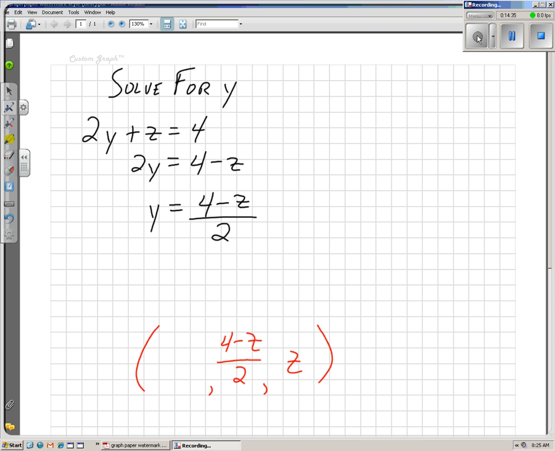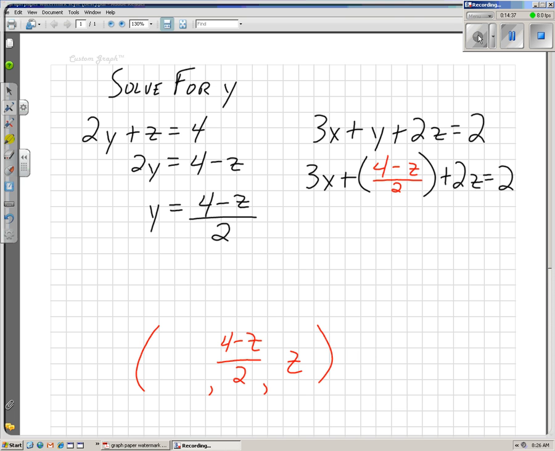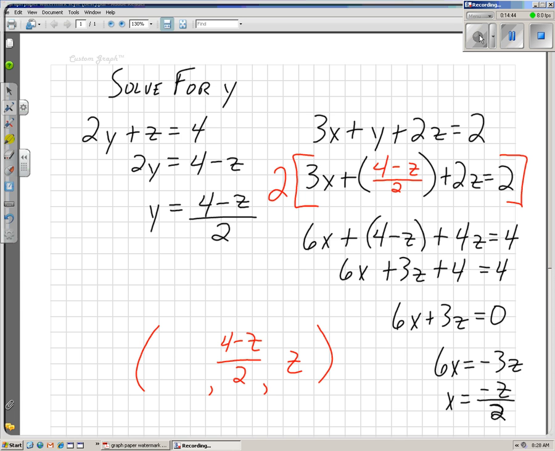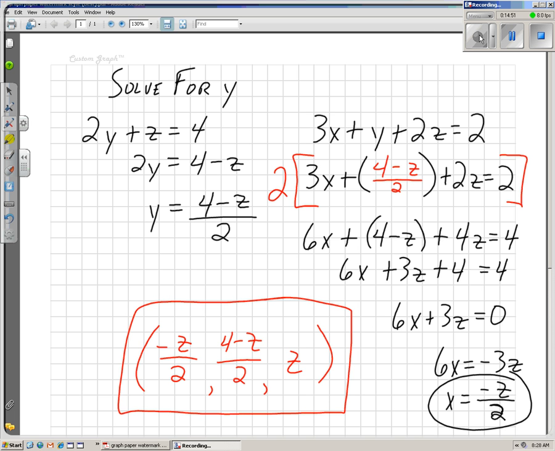Now let's just go back and find the x. There's my substitution. Now I'm going to multiply everything by 2 just to get rid of that fraction. And I solve and get x equals -z/2. So there's our answer. The book uses c instead of z, but I like z better.